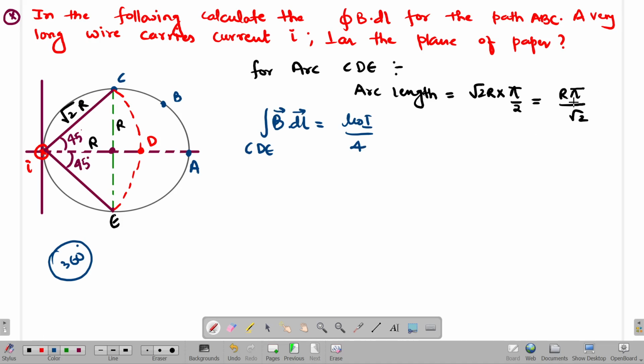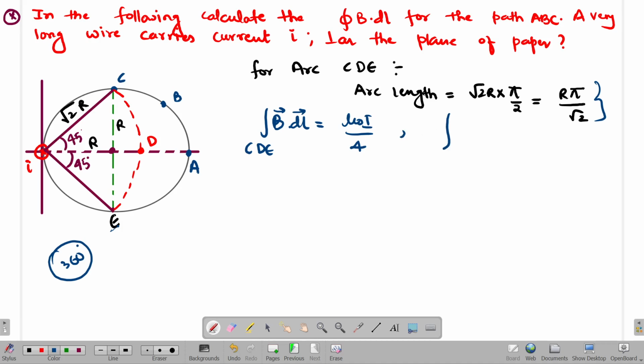No. Why will I use R pi? That is arc length. That is of no use. I'm just considering that, see, the whole circle would have enclosed current I. So it would have been mu naught I. But for this length, how much current is enclosed? Only 1/4 is enclosed or not?